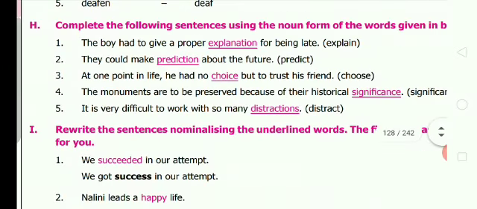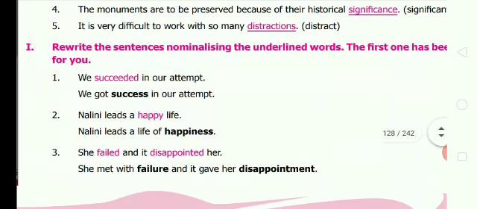Moving on to I. Rewrite the sentences nominalizing the underlined words. First one is done. We succeeded in our attempt. That means we got success. Succeeded is verb. Success is noun. We got success in our attempt. Without changing the meaning, this must be done.